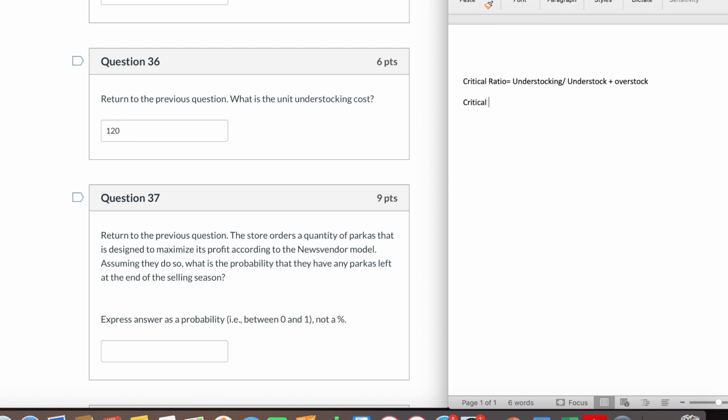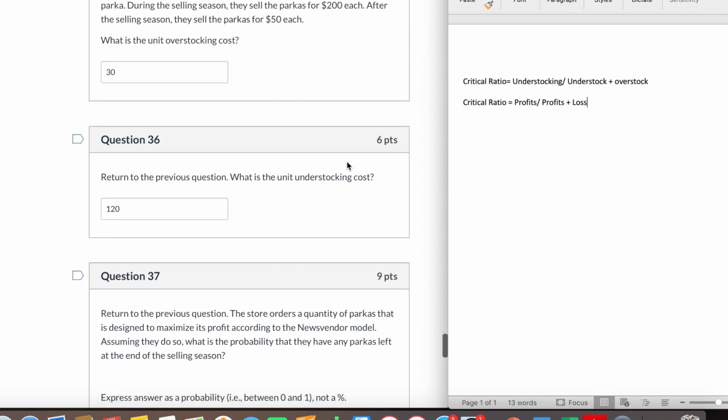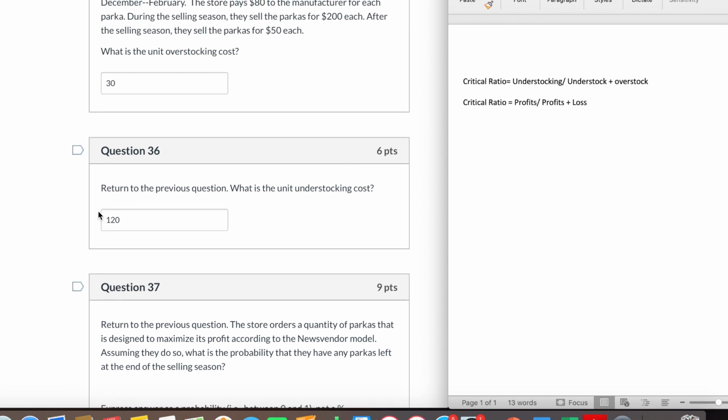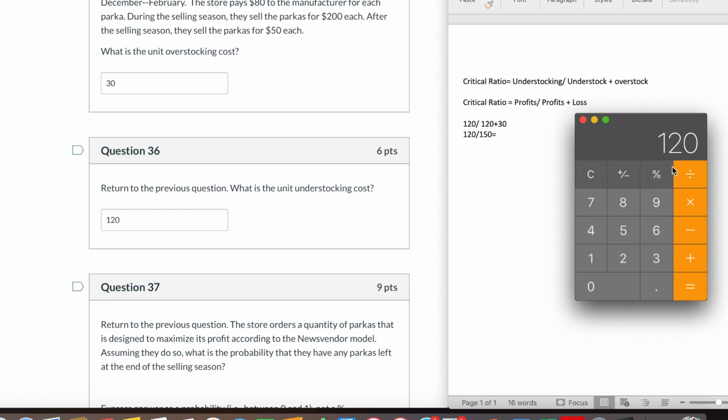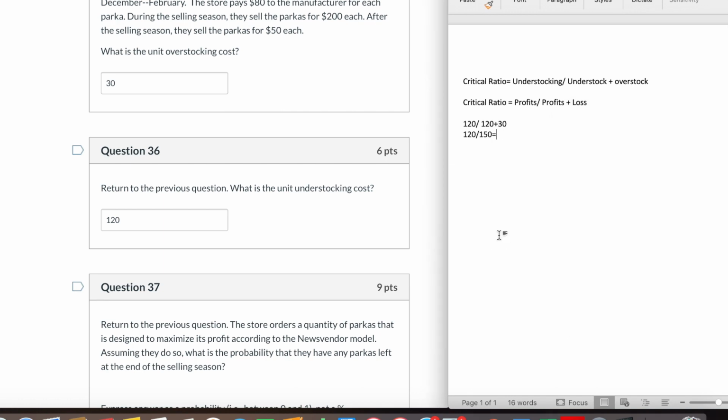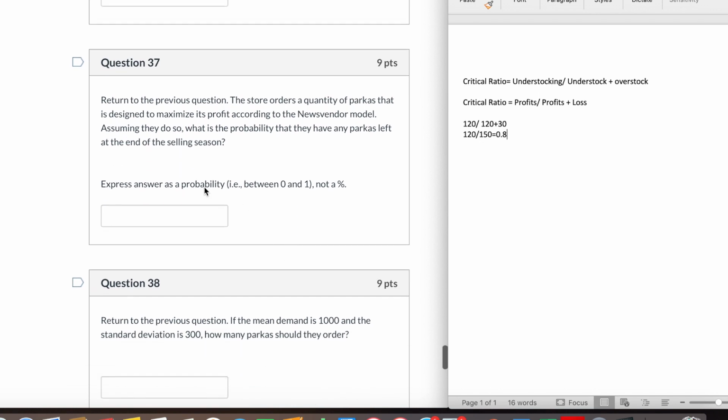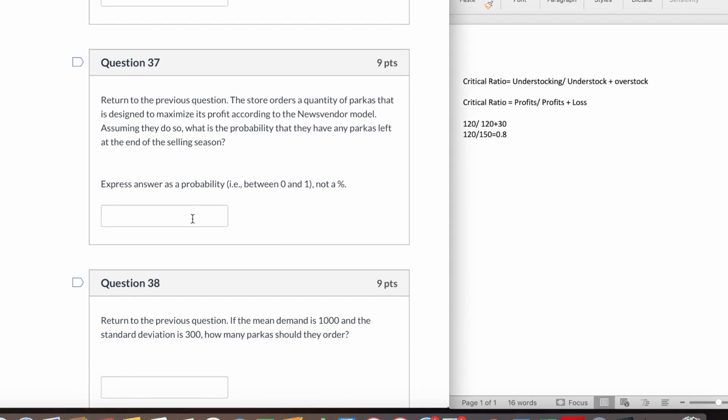Fortunately, we already solved this. I'll also give you another formula, just so it makes more sense logically: your profits divided by profits plus loss. In this case, we already have both of these. Our understocking value is here. So 120 divided by understock again, 120 plus overstock, which is the 30. So 120 divided by 150, and you get 0.8. In this case, not a percentage. They want a specific number. So 0.8 is your answer there.